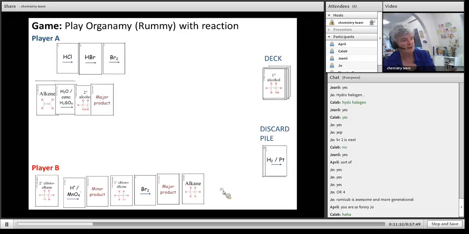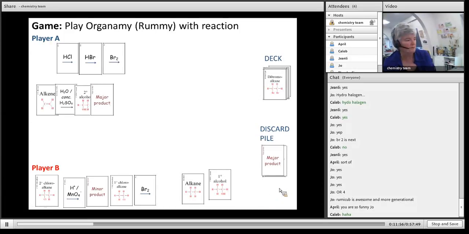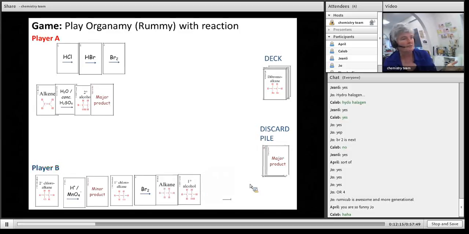So player B picks up a card, nothing there to react, so he's thrown it away, because none of these are haloalkanes, and he's got no alkenes here to do anything. This game I've set up is just with alkene reactions, so it's quite limited. You have to have an alkene as a starting material. So it's player A again. Player A picks up a card, nothing there, throws it away.